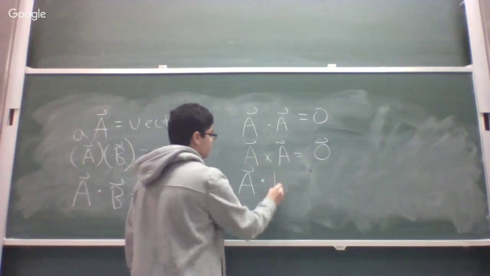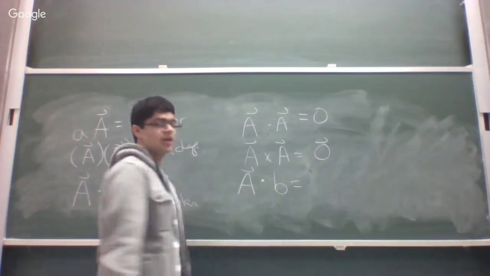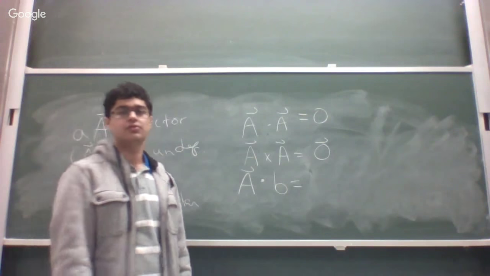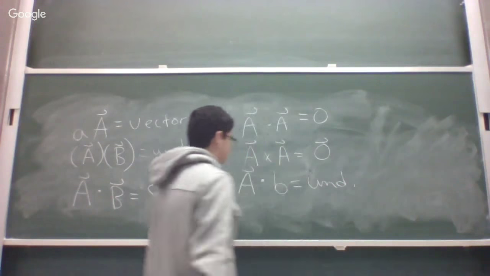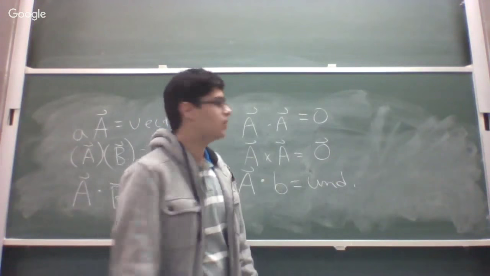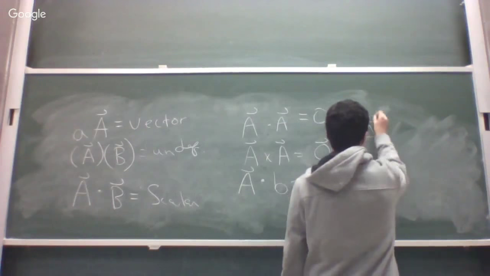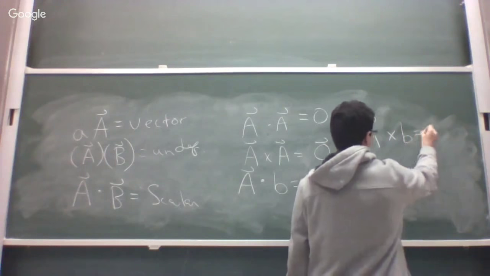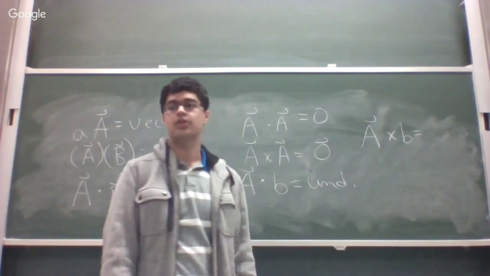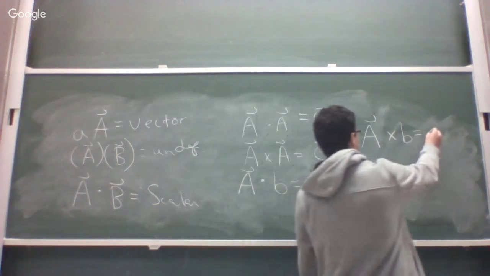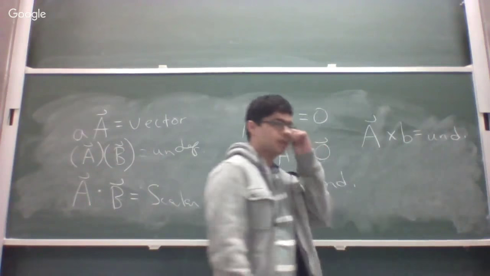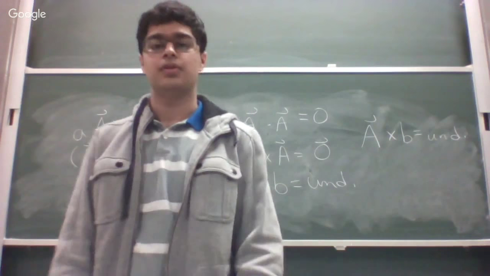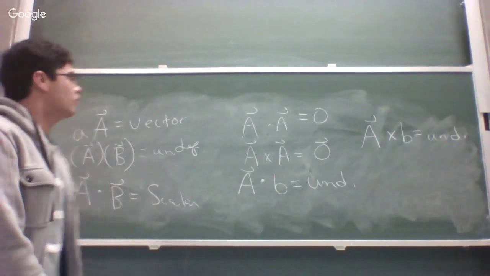A vector dotted with B, which is not a vector: undefined. And A vector crossed with B, which is not a vector, is what? Undefined. So don't forget those.